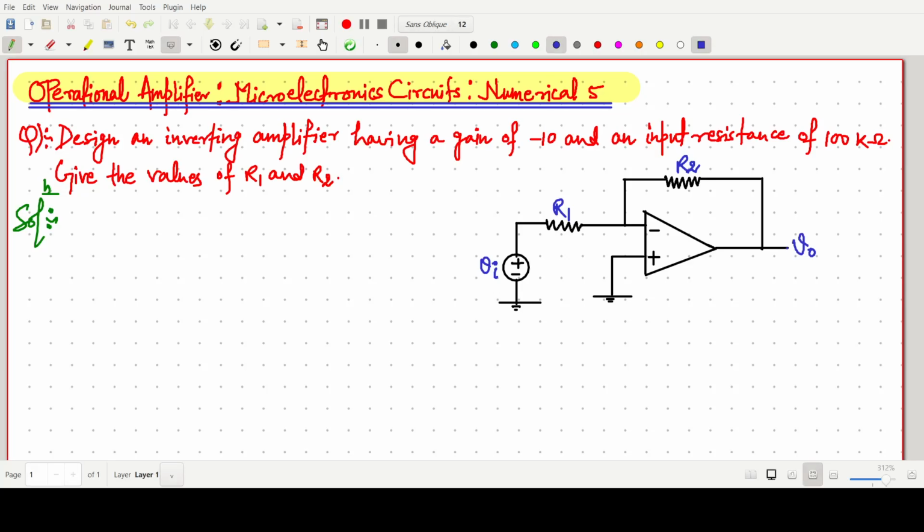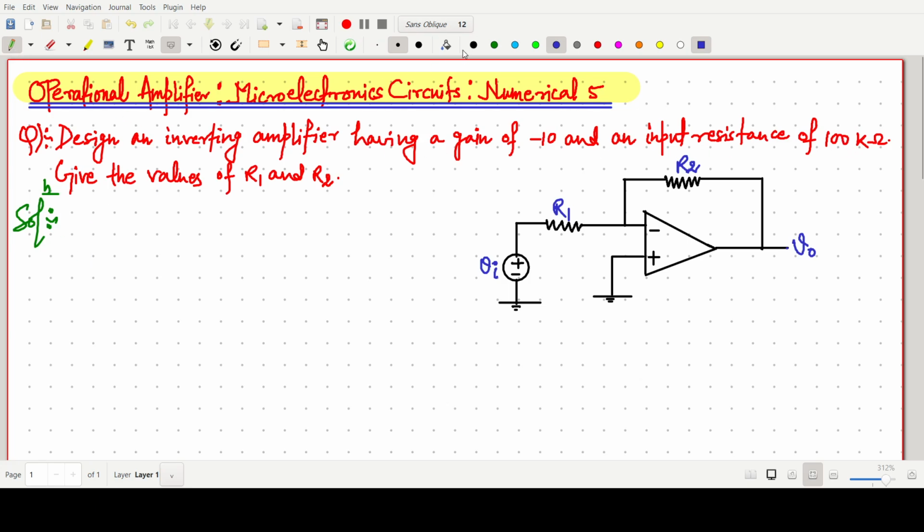Welcome everyone. In this video lecture, we will solve a numerical which is basically from microelectronics circuit books and it is based on the operational amplifier problem. So the question is: design an inverting amplifier. We have to find the resistance R1 and R2 values having the gain magnitude of minus 10, and the input resistance we have to take is 100 kilo ohm.